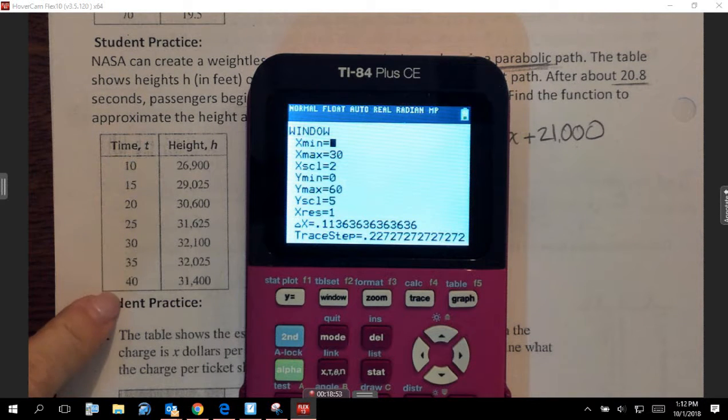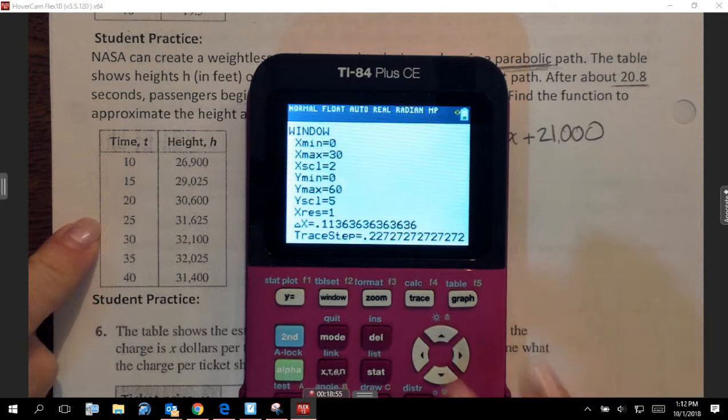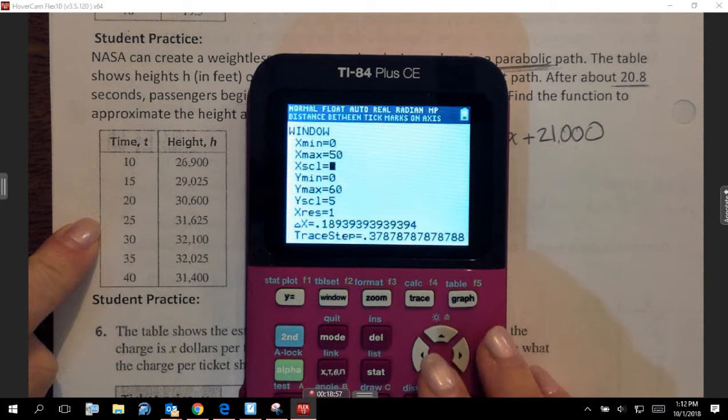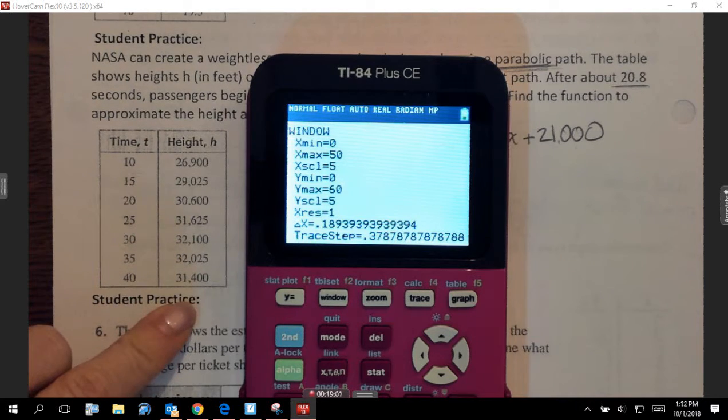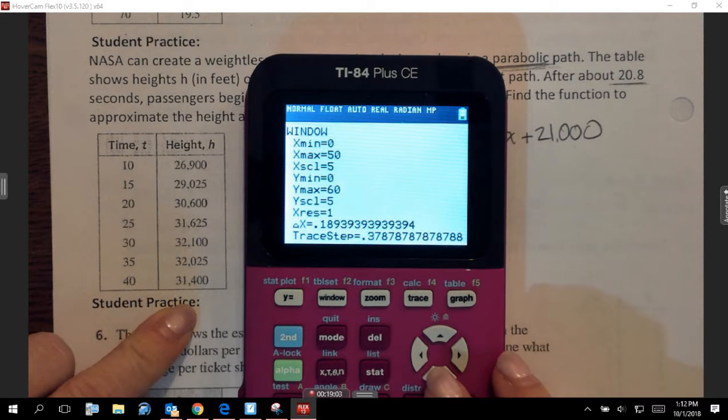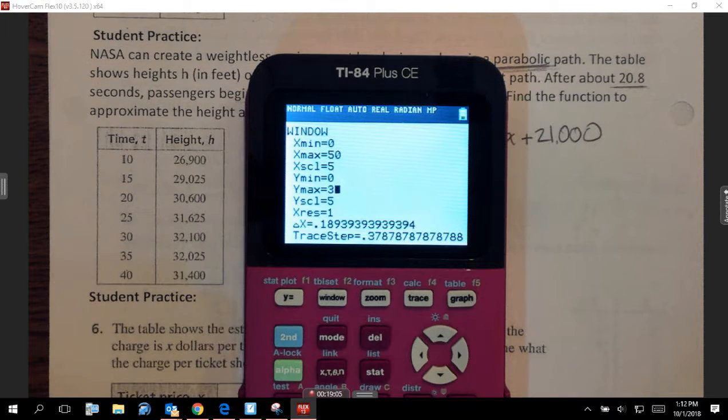0 to 50, and I'll count by 5s. And then the height, I'm going to make it 0 to maybe 35,000, and I'll count by 5,000. Sure. The counting by part's not really that important. But just make your window bigger than you need it.